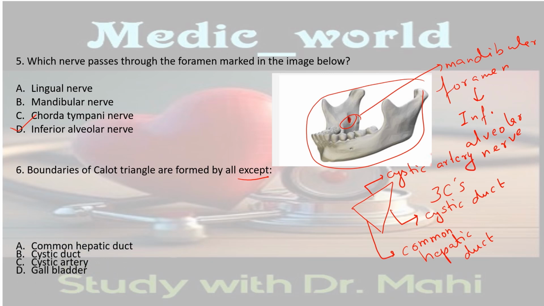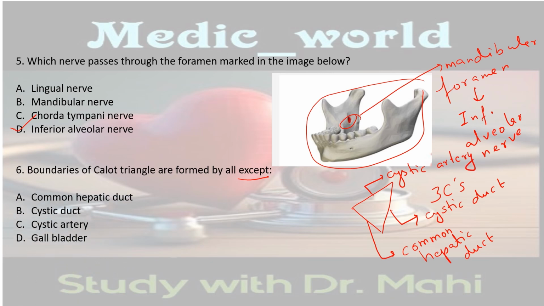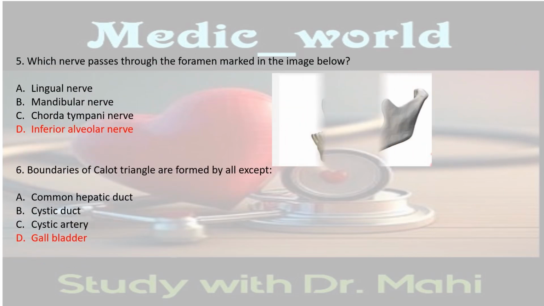Now let's see the options to find our answer. Common hepatic duct, yes, it forms the medial boundary. Cystic duct, it forms the inferior boundary. Cystic artery, it forms the superior boundary. Gallbladder, no, it doesn't form the boundary of Calot's triangle, so it is the answer. Now the next question.